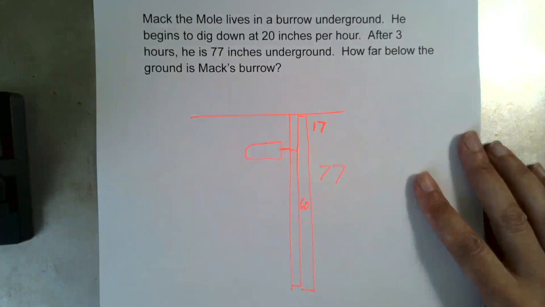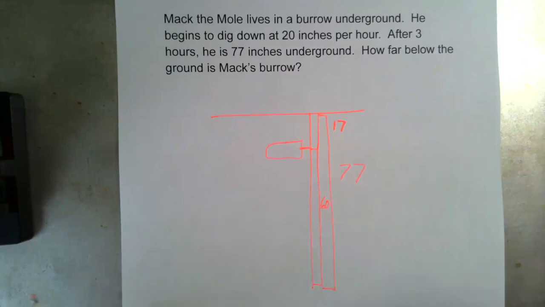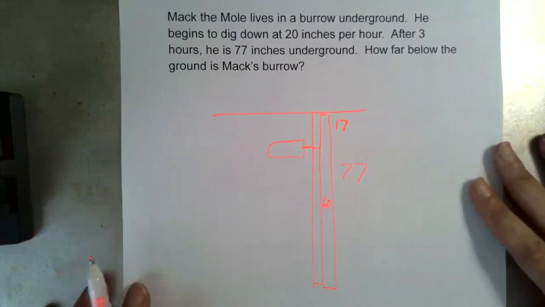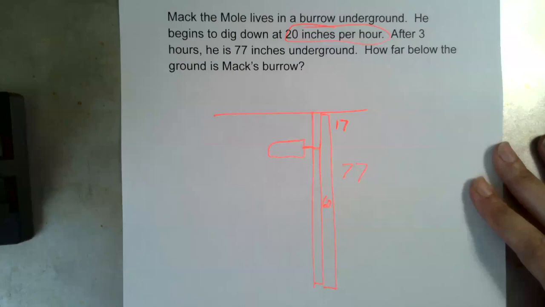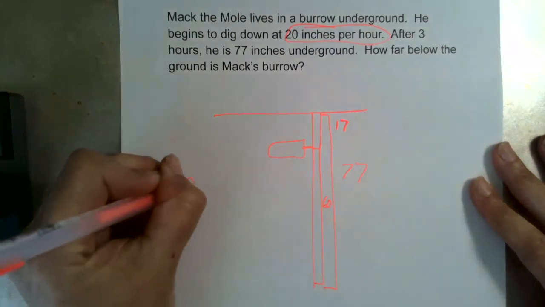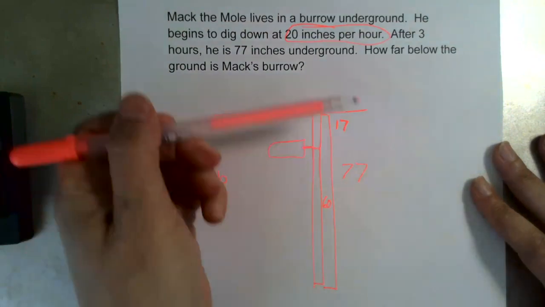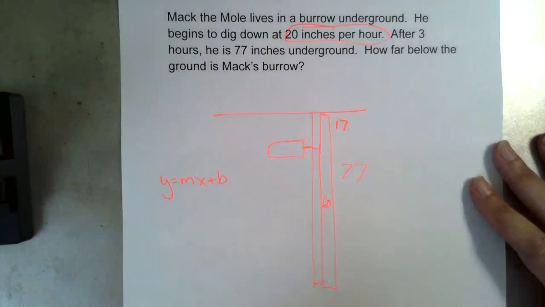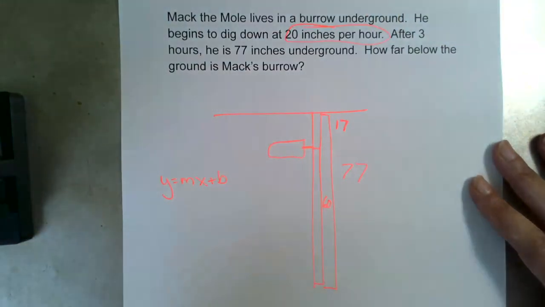Now, let's say this problem went on to say, write an equation to show how far he is underground at any number of hours. All right, linear, 20 inches per hour. Y equals mx plus b. I want to know how far he is underground, so I don't need to worry about negatives because I've already defined it as how far he is underground. So I'm taking the negatives out and defining travel underground as being the positive direction.